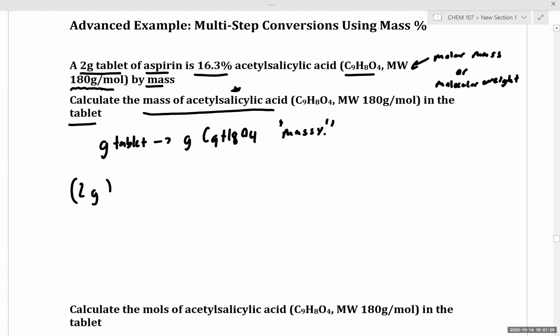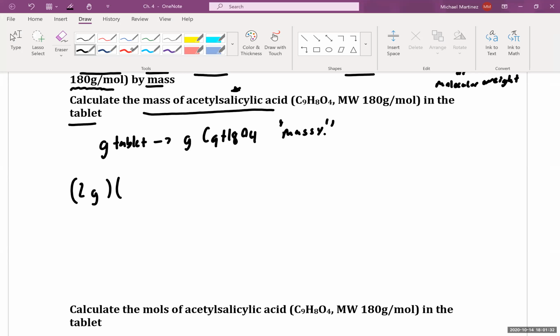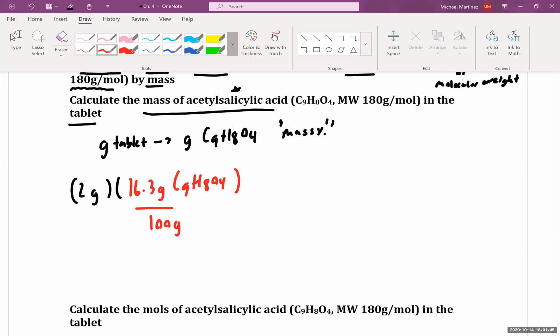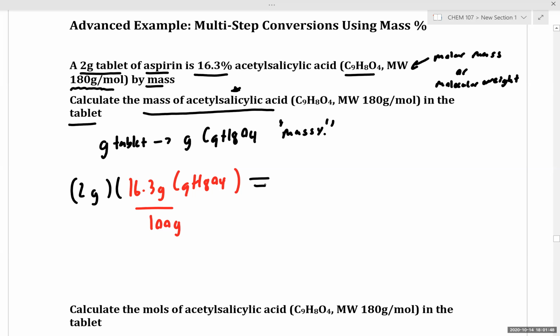So given that we have a 2-gram tablet, we know for the mass percentage, we have 16.3 grams of acetylsalicylic acid per every 100 grams of sample. Plugging our conversion factor into our calculator, we have 2 times 16.3 over 100, and that gives us 0.326 grams of acetylsalicylic acid.